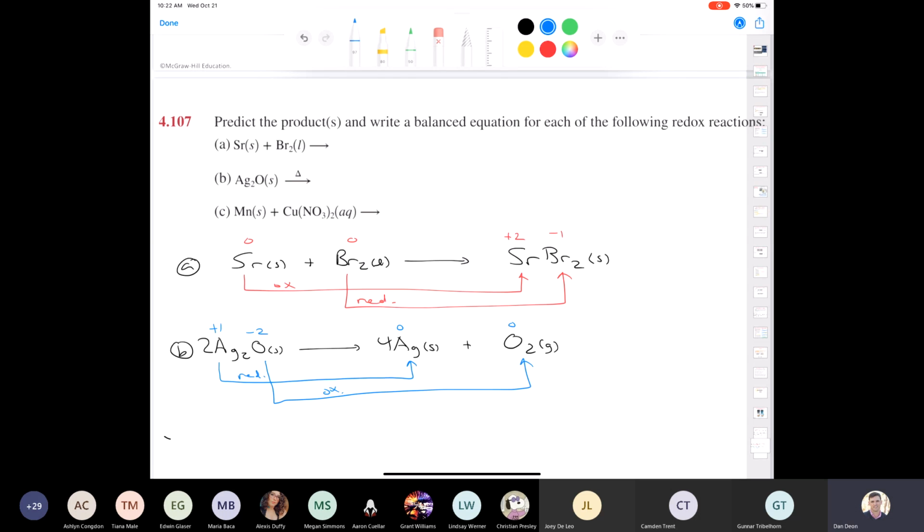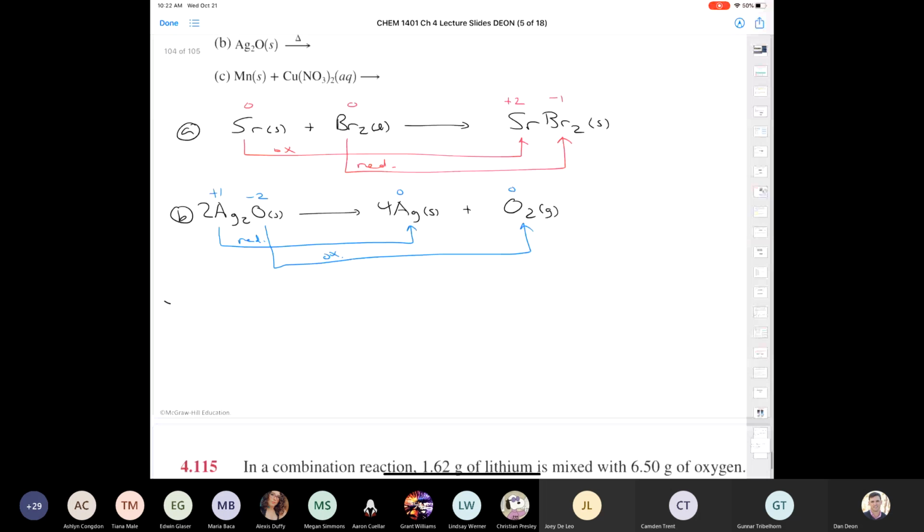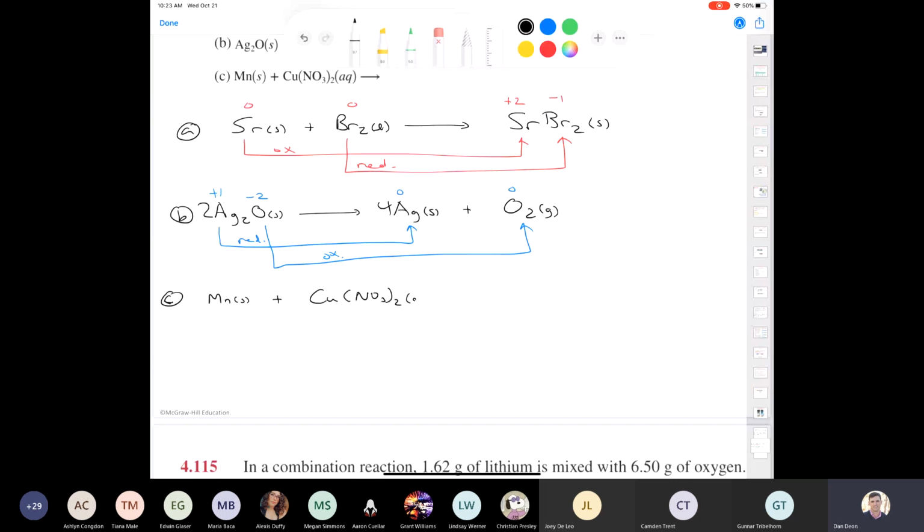The next one is manganese. So in C, we have manganese, which is a solid metal, plus copper nitrate. Well, you can see that you have a pure metal being combined with an aqueous solution. So if there's any reaction at all, it would have to be a single displacement. I would never ask you this question, actually, now that I look at it. I could ask you what's being oxidized and reduced if I gave you the product, because I wouldn't expect you to know that you're going to form manganese 2 nitrate. That's beyond the scope of our course.